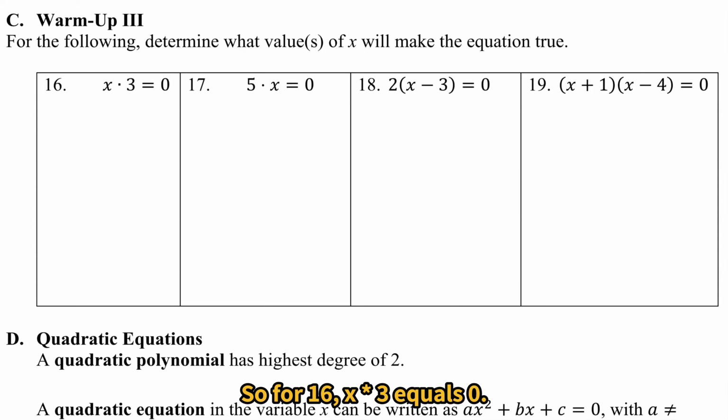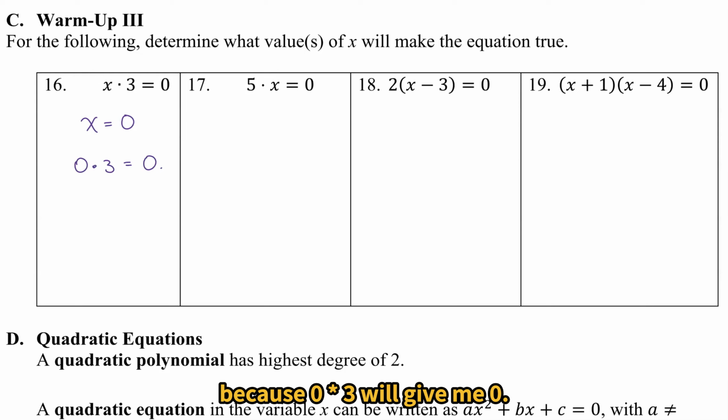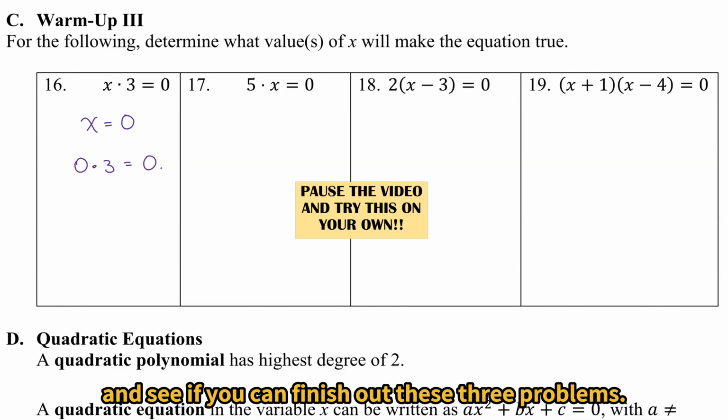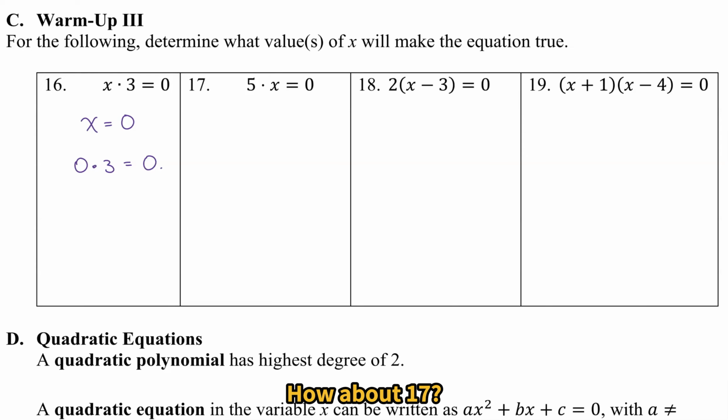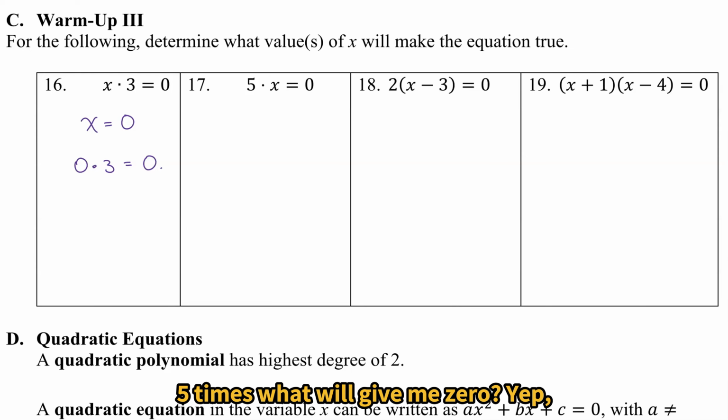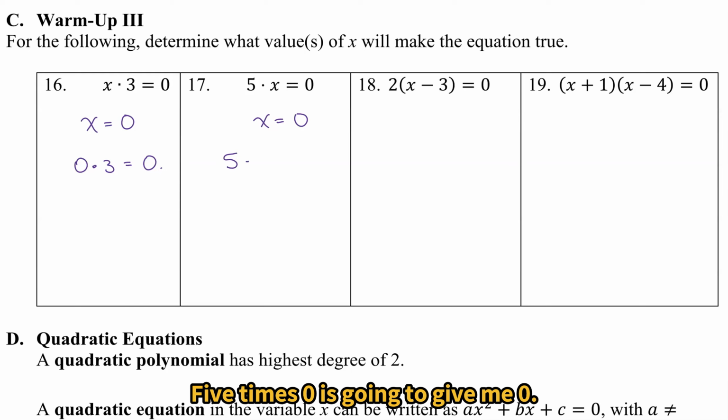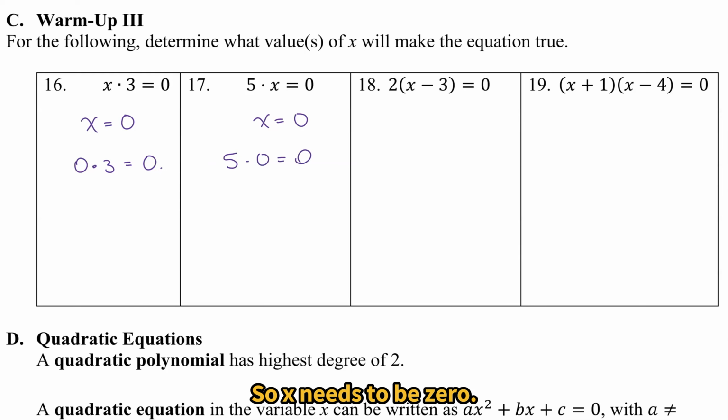So for 16, x times 3 equals 0. What does x need to be so that x times 3 will give us 0? x needs to be 0 because 0 times 3 will give me 0. Pause that video and see if you can finish out these 3 problems. All right, so for 16 we saw x needed to be 0. How about 17? 5 times what will give me 0? Yep, 5 times 0 is going to give me 0. So x needs to be 0.